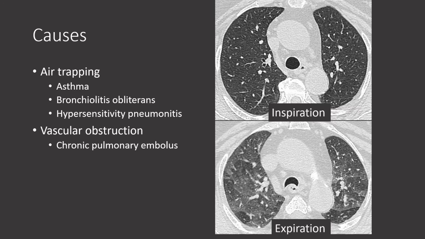Small vessels and mosaic perfusion can be caused by both vascular obstruction, as can be seen with chronic emboli, or with air trapping. Air trapping results in small vessels due to hypoxic vasoconstriction, where the lungs shunt blood away from air-trapped lung parenchyma. Both vascular obstruction and air trapping result in mosaic perfusion, small vessels within the lung parenchyma.